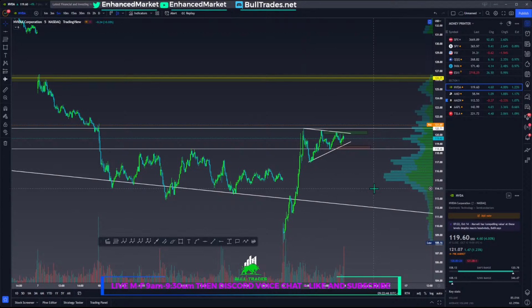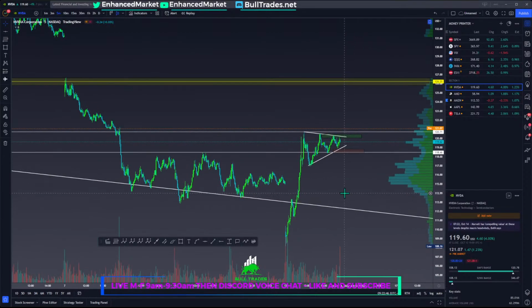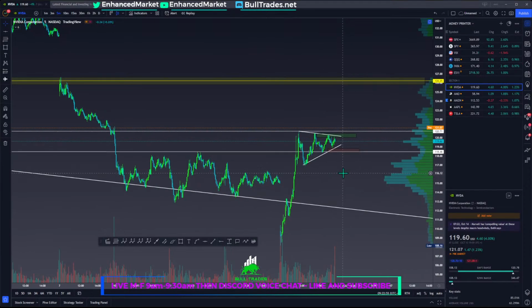Do not let your feelings get hurt. You're going to lose here and there. It's fine. As long as you follow the chart and plan it, you're going to be consistent in the long run, okay?